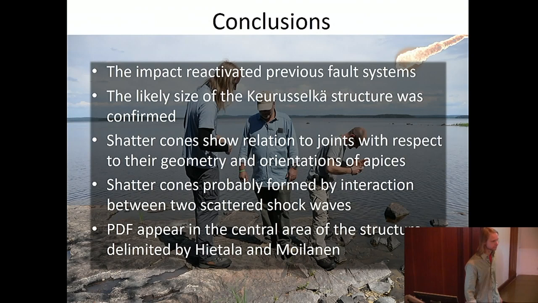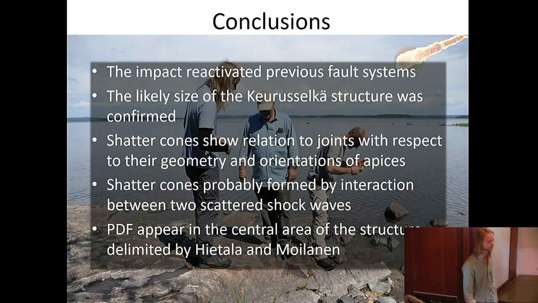My question concerns two things. One is, what is the actual inferred size of the crater? And secondly, I'm a bit confused about the spacing of your joints. If you're saying that the joints are pre-impact, related to regional tectonics, and there were three sets of pre-existing joints, and then the impact occurred so that the shatter cones nucleated on the joint surfaces, my question is, you've got spacing of the joints inside the structure different from spacing outside. How is that explained if the joints are pre-existing?